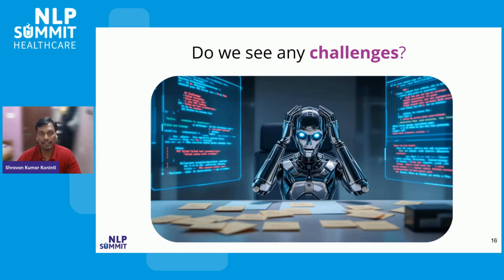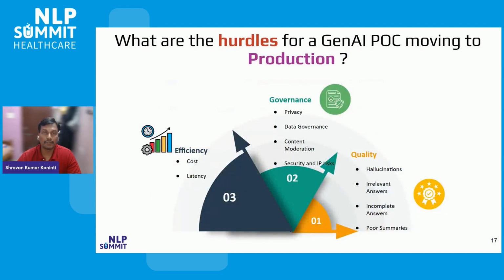And do we see any challenges? Absolutely, there are a lot of challenges here. Let's look at the hurdles for a generative AI POC moving to production. I mainly categorized these hurdles into three categories: quality, governance, and efficiency.